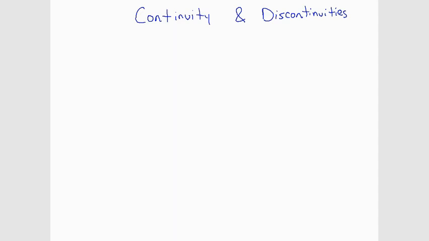Today we're talking about continuity and discontinuities. What does it mean for a graph to be continuous, and what does it mean for a graph to have discontinuities? There is a very technical definition that regards continuity in terms of understanding limits. That's calculus stuff. I'm just going over a rudimentary, layman's terms definition of what continuity is.